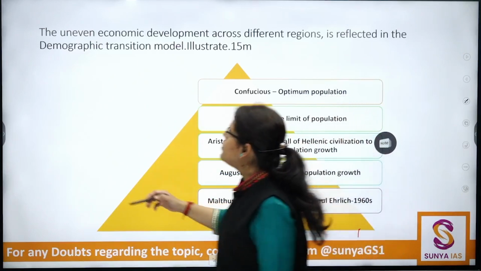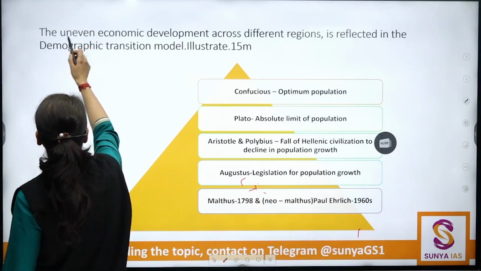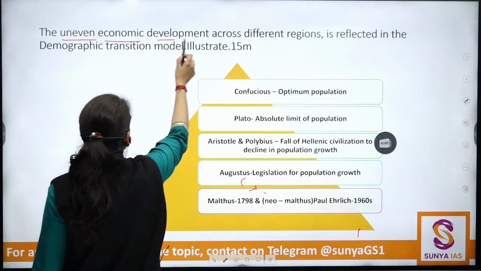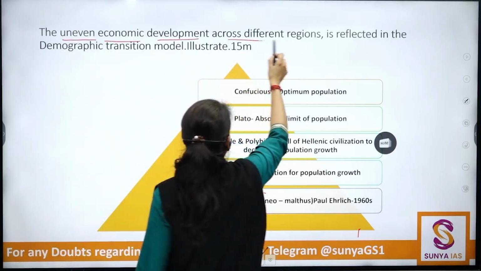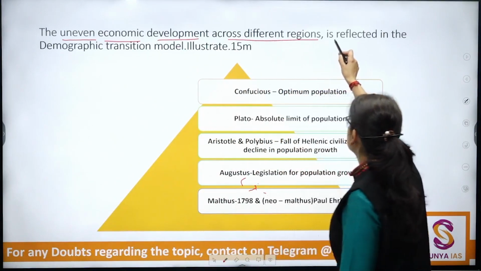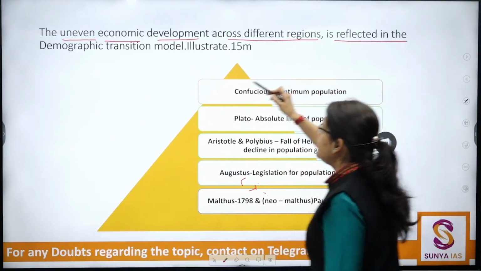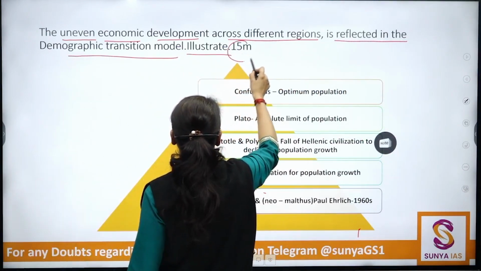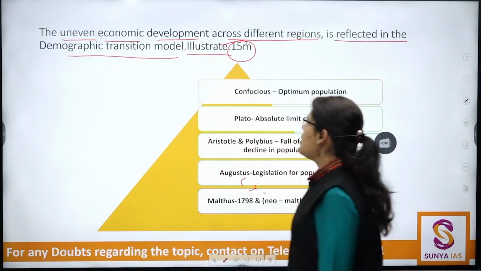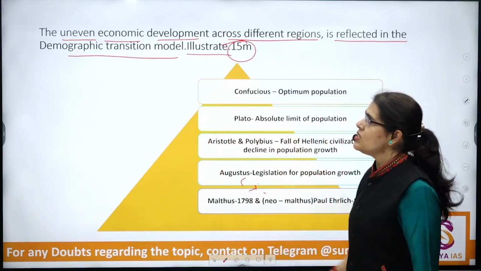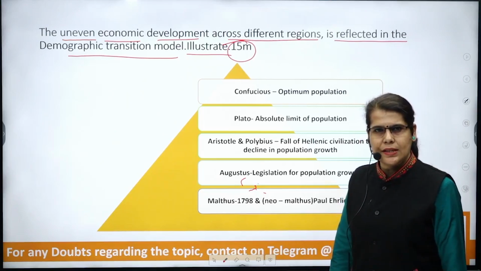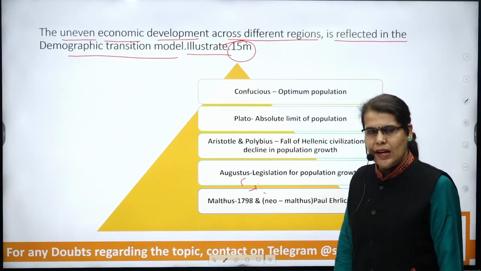Okay, so let's read the question carefully. The uneven economic development across different regions is reflected in the demographic transition model. Illustrate, for 15 marks. So for 15 marks, you will be getting 3 pages. And my suggestion is, even if you wrap up the answer by 2.5 pages, that will be fine.